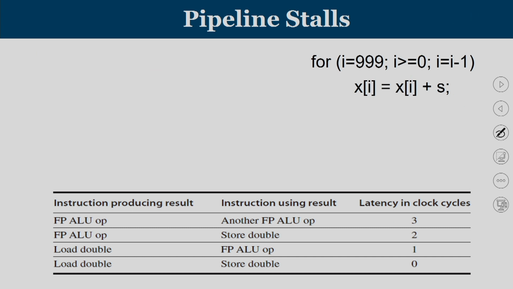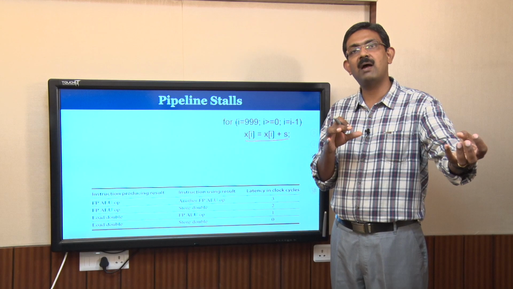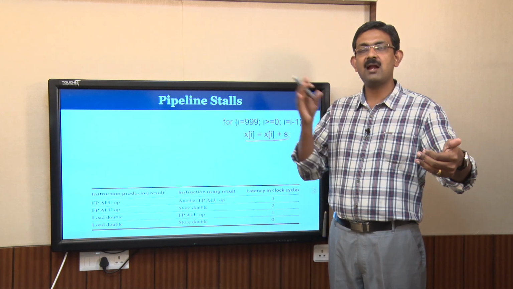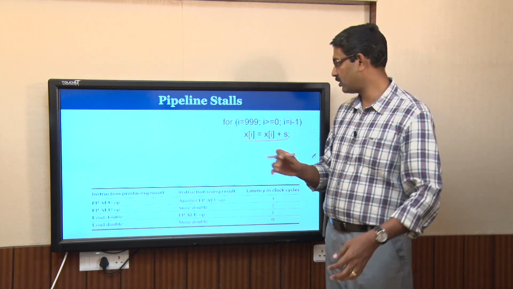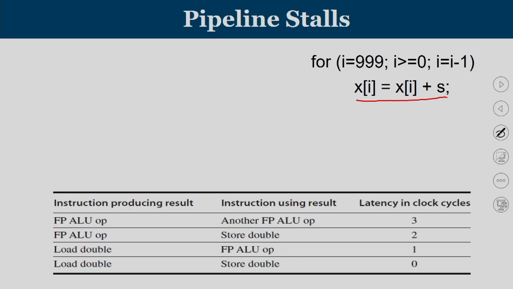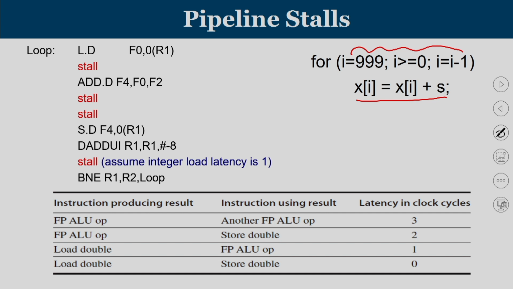Consider this loop where you are going to store a scalar value into an element in the array. This is basically a program where you read from an array which is called X, take the value, add a scalar value, a constant value into it, store it back. Let us say take a number, add 10 to it, store it back. Go to the next number in the array, add 10 to it, store it back. Go to the next number, again add 10 to it and store. Such a kind of program is that we are ranging the value of I from 999 all the way up to 0. Let us see how the corresponding MIPS code will be.